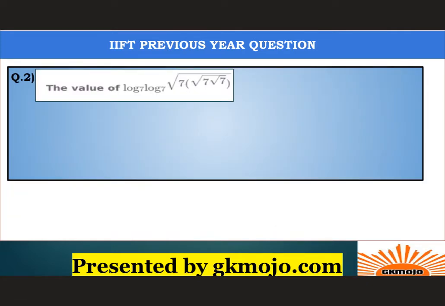Next, the value of log 7 to the base 7 raised to root 7 root 7 root 7. You have to find out the value of this expression. First of all, let's write this in this way: log 7 to the power, this can be written as 1 by 2 plus 1 by 4 plus 1 by 8. How did we get this?